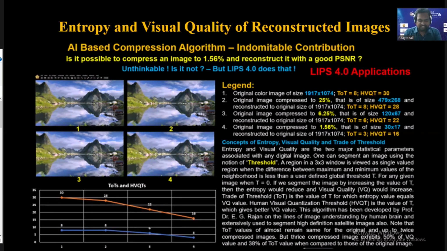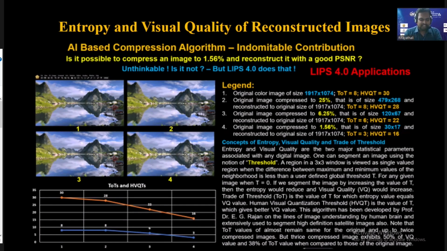For any given image, when T equals 0, if we segment the image by increasing the value of T, then the entropy would reduce and the visual quality would increase. Trade-off threshold, TOT, is the value of T for which the entropy value equals the visual quality value. Human visual quantization threshold, HVQT, is the value of T which gives a better visual quality value.